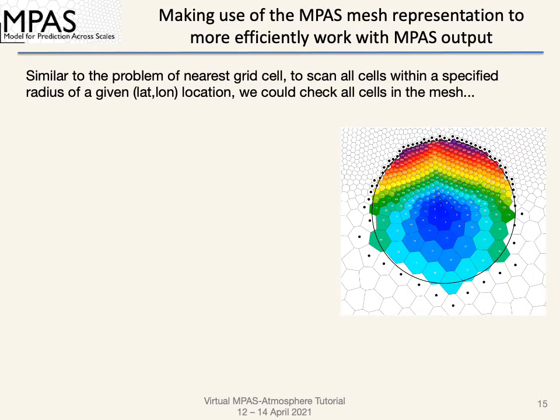Now, there's a similar problem to the problem of finding the cell center that's nearest to a given latitude longitude location, and that is the problem of scanning or processing all of the cells in the mesh that are within a specified radius of a given latitude longitude location. So in other words, we want to identify all of the cells in the mesh that fit inside a circle of a given radius. And again, we could do this in a naive way.